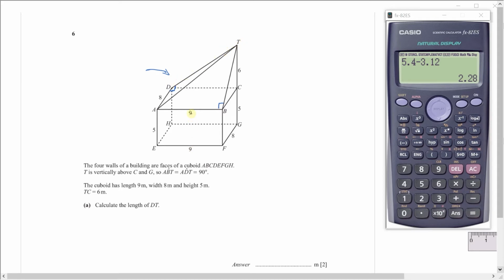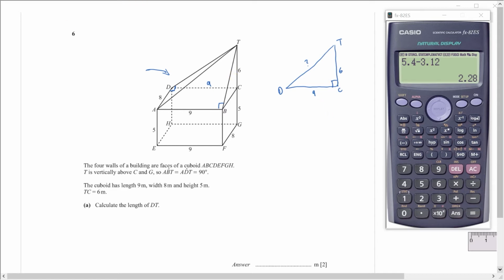So if this length AB is 9, that means this length DC is also 9. So now if you look at the triangle DTC, which is like the back face of the wall, let me draw this triangle here. This is C, T, and D. This length is 9, this length is 6, and this is the length DT that we need to calculate. And since T is directly above C, that means this angle is 90 degrees in this triangle.